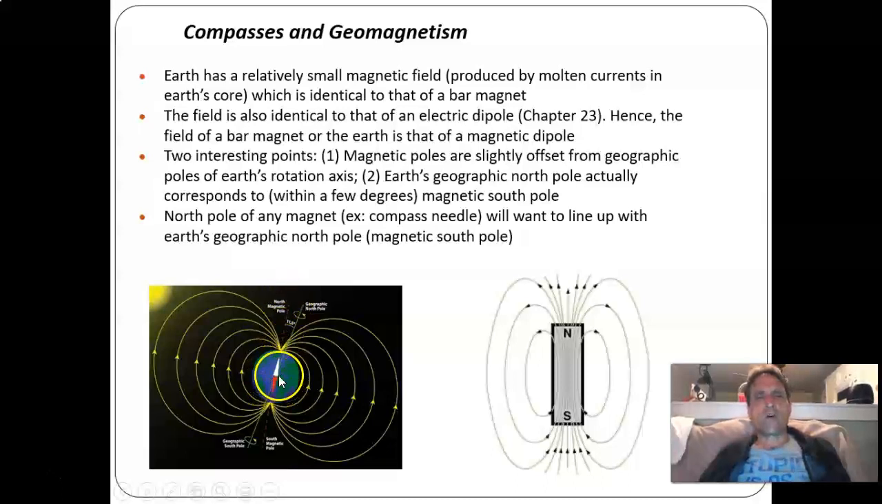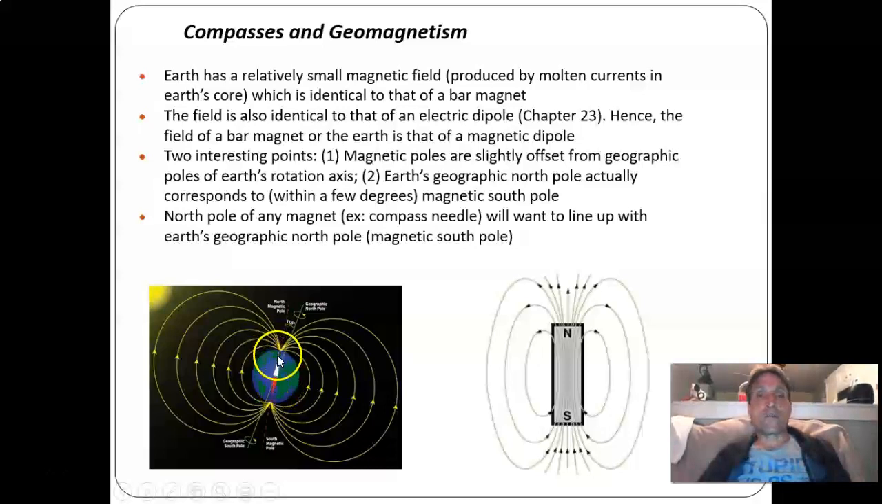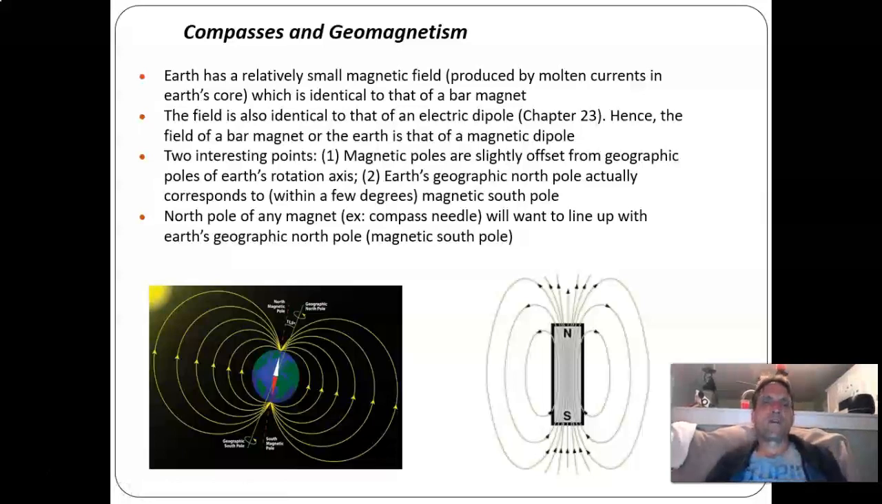Remember the North Pole of the compass, which is the tip, is attracted to the South Pole of the Earth's magnetic field. And so the south pole is the north magnetic pole, so the North Pole of the compass will be attracted. It will point north because the north magnetic pole is actually the south pole of the bar magnet here. So the geographic North Pole actually corresponds to the magnetic South Pole. So that's why your compass points north when there's no other magnetic field present.